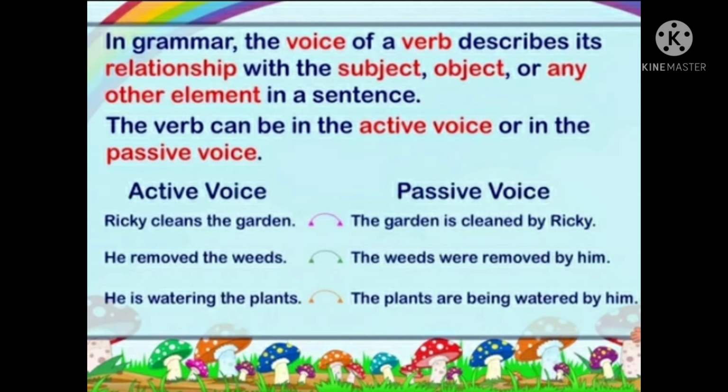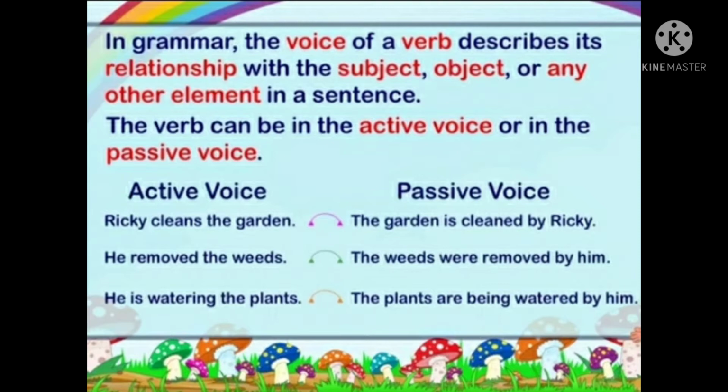The first example, Ricky cleans the garden, active voice. The passive voice will be the garden is cleaned by Ricky. Second one, he removed the weeds. Passive voice, the weeds were removed by him. Third example, he is watering the plants. Passive voice, the plants are being watered by him.